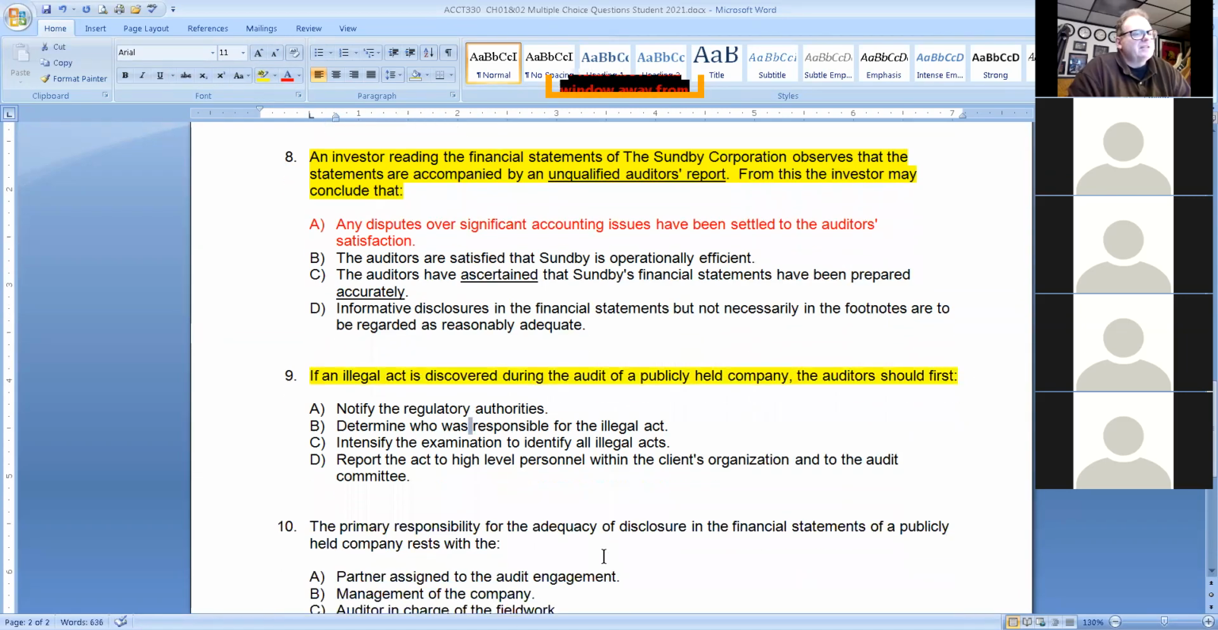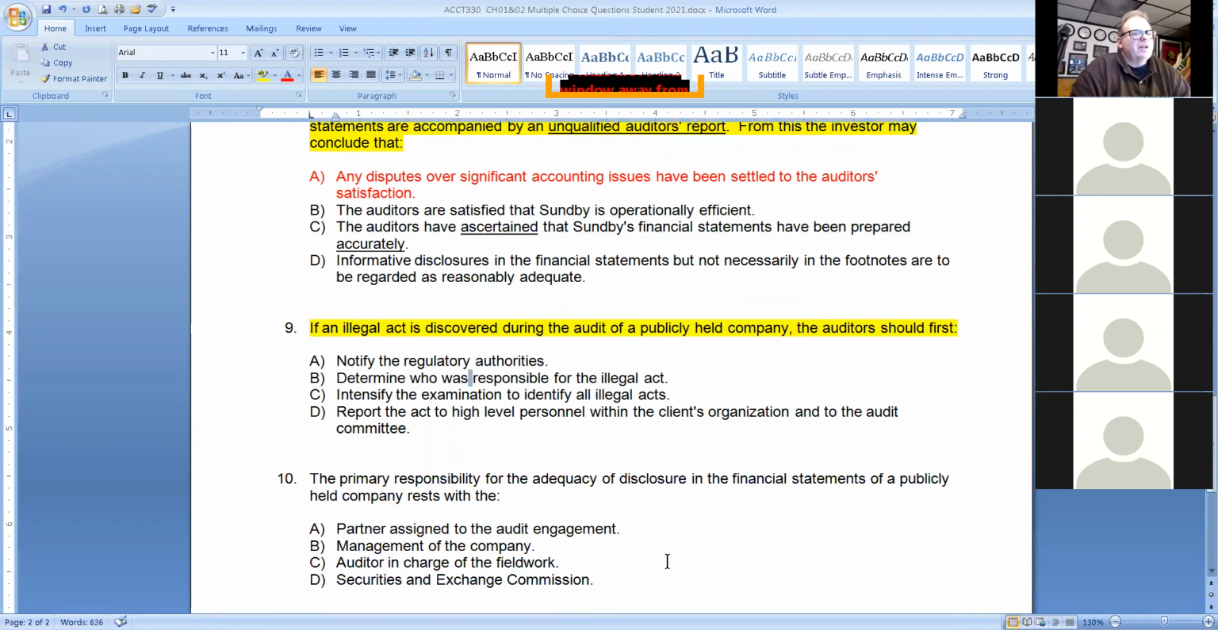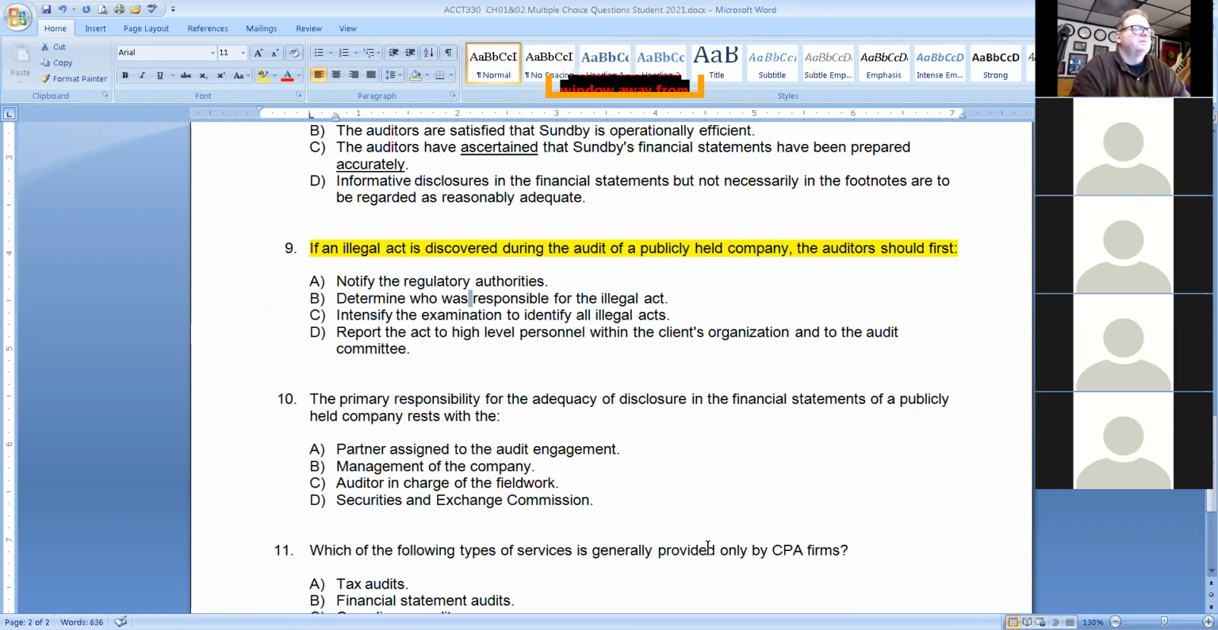Okay, if an illegal act is discovered during the audit of a publicly held company, the auditor should first... It will be C. There's something that knocks C out of it. You have to report it, right? Correct. D? Yep, it's D.